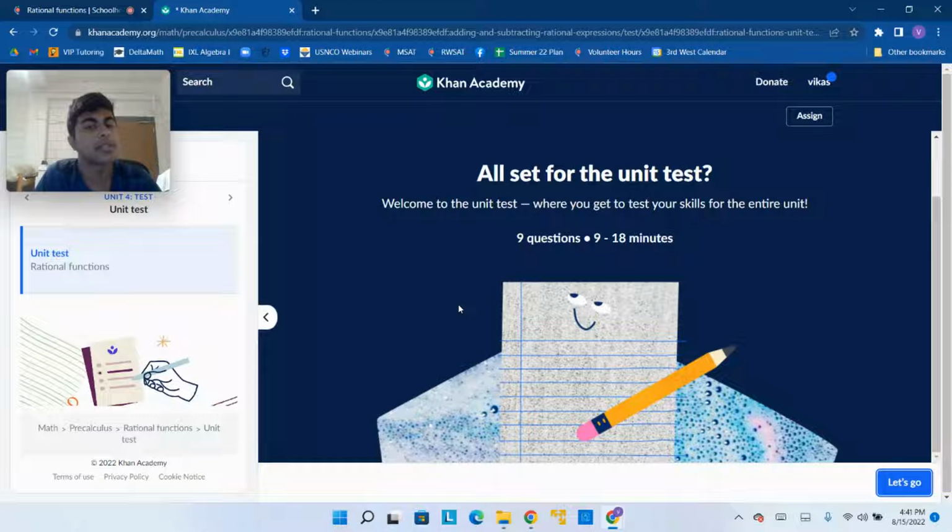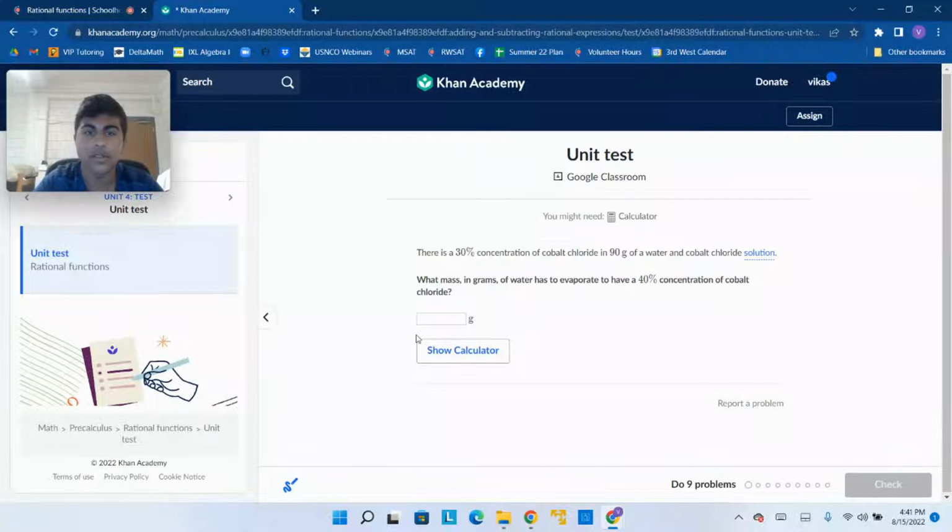Hello and welcome. Today we're going to be looking at the unit test for rational functions. This is one of the topics in Precalculus. We're going to be going over all of these questions so that you understand how to approach and solve these questions. Let's get started. Alright, our first question is here.